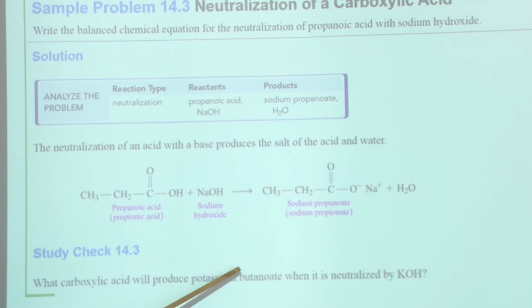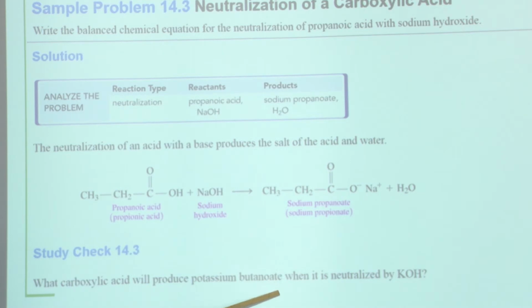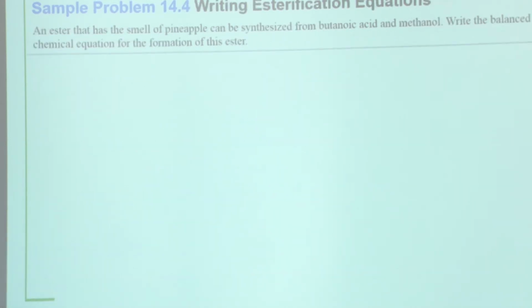Will produce potassium butanoate when it is neutralized by KOH. Let us see what carboxylic acid will produce potassium butanoate when neutralized by potassium hydroxide. So I see the potassium salt of the acid. So which acid are we talking about? Butanoate, butanoic acid. So we have to start off with butanoic acid and potassium hydroxide to get potassium butanoate and water. So this is where your carboxylic acid changed into the salt. Butanoic acid is what will give you this.